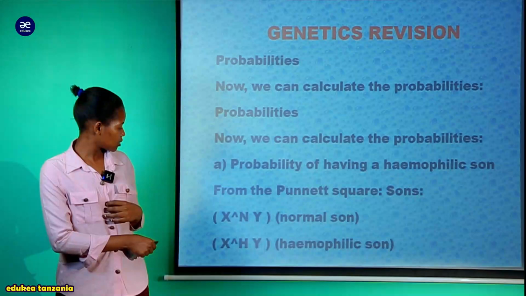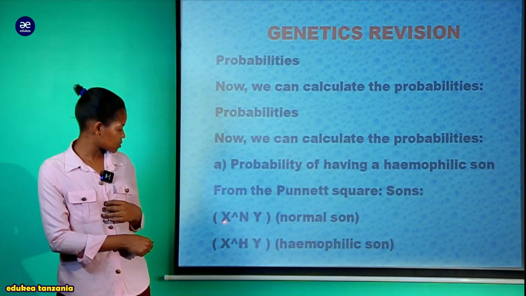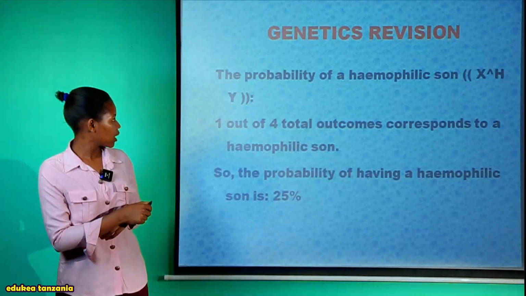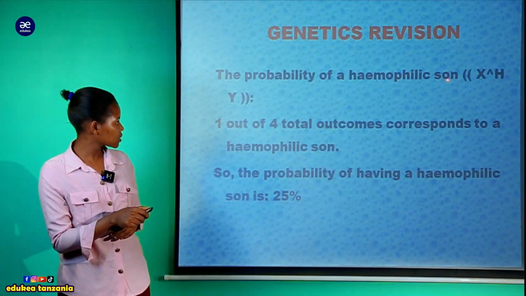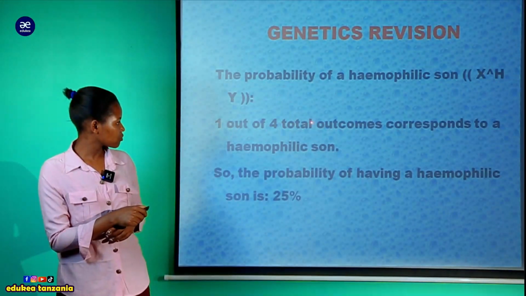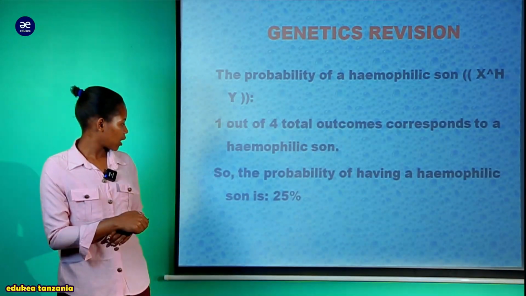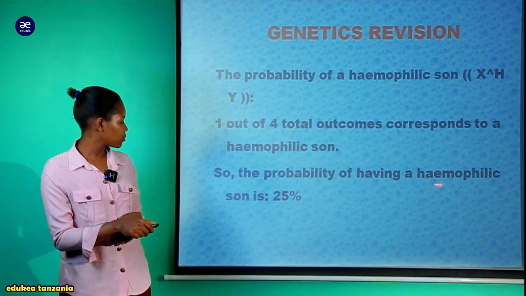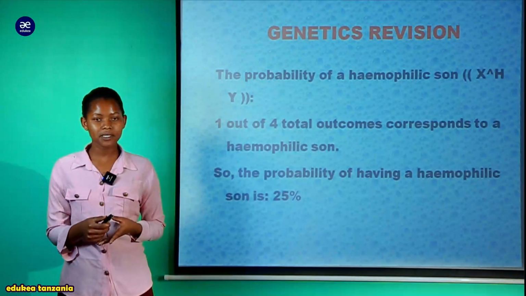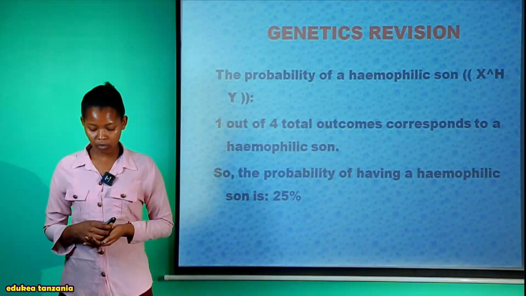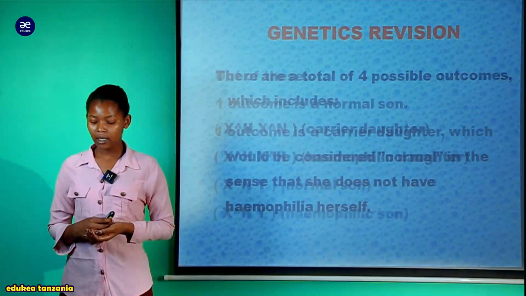As you can see here, the normal son is the single one. You can see this one is a hemophilic son, and the probability of a hemophilic son is 1/4 total outcomes corresponding to a hemophilic son. And so the probability of having a hemophilic son is 25%. You get a 25% probability of having a son who is hemophilic.